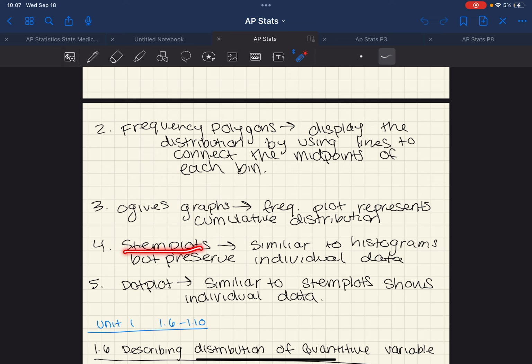Stem plots are similar to histograms, but preserve individual data. So on histograms, you're not able to pinpoint one individual data point, except only the interval of that data point. With stem plots, just like dot plots, we were able to see each individual data point that is plotted there. Stem plots, we see that in numbers, and dot plots, we see that in dots.